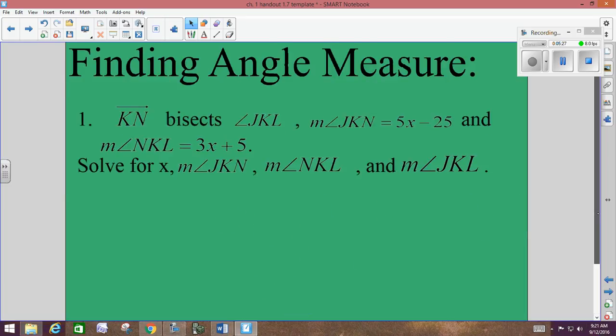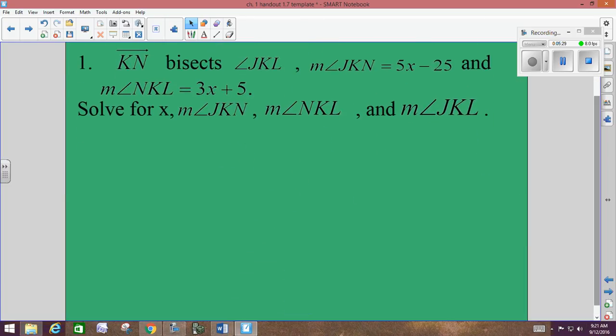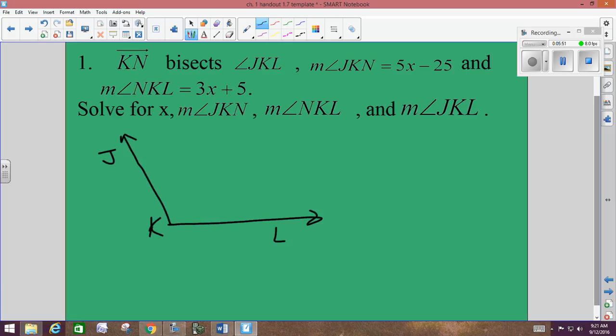Ray KN bisects angle JKL. The measure of angle JKN equals 5x minus 25, and the measure of angle NKL equals 3x plus 5. Solve for x and find 3 angle measures. We're going to have to draw ourselves a picture, because they didn't give us one. Start with your angle JKL. Doesn't have to be perfect. I don't know if it's going to be obtuse or acute, so it doesn't really matter. But there's angle JKL. Ray KN is going to bisect this one. Ray KN means it starts at K and goes towards N.